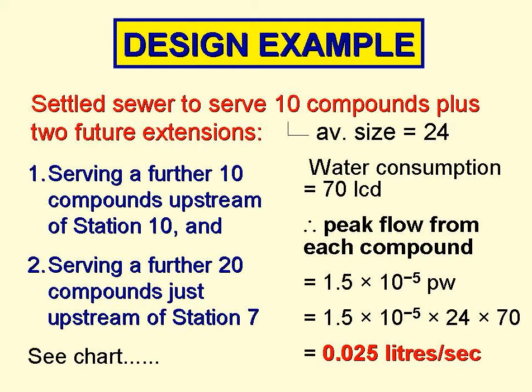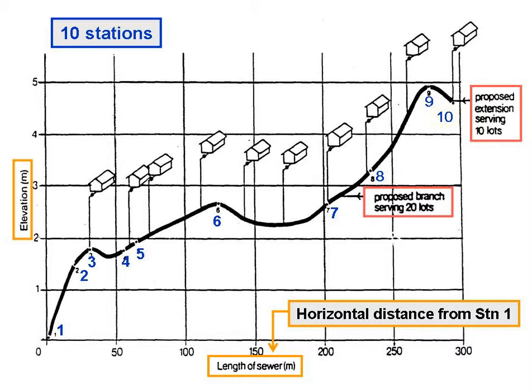One of the 2 further extensions is for 10 compounds and the other for 20 compounds, and they discharge into the sewer at the point shown on this chart. On this chart we show our 10 stations, which we divided the sewer into, and vertically we're plotting the elevation of each station above the datum level of station 1. And we're plotting horizontally the horizontal distance from station 1.